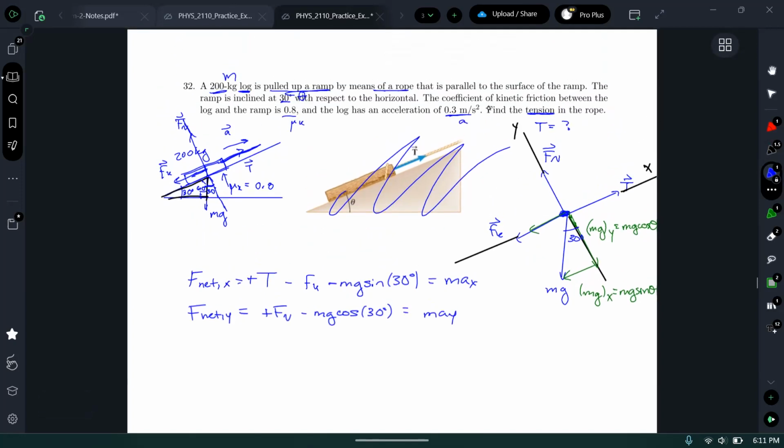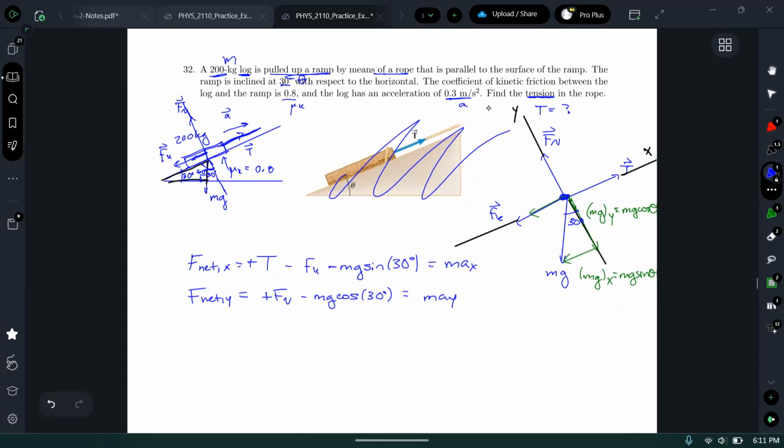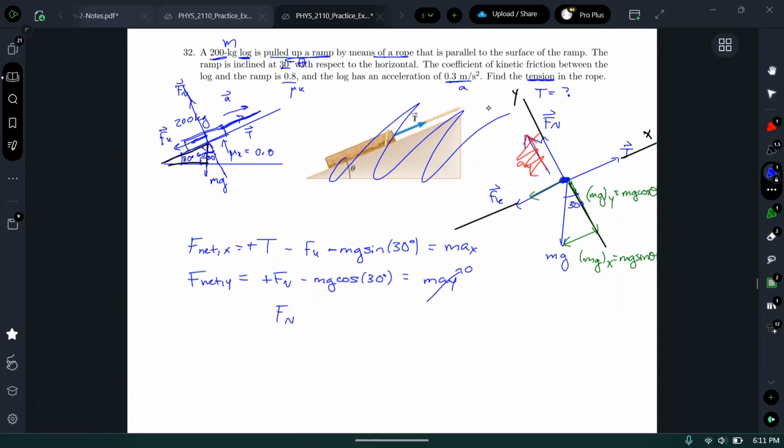Now I decide if the log is accelerating, and if so, in which directions. Looking at the picture, if it's sliding up the ramp, meaning along it, then it is not accelerating perpendicular to the ramp, meaning away from it. It has no y acceleration, a_y. It doesn't have that, and so this is 0. That tells me that in this problem, Fn minus mg cosine 30 is equal to 0, or Fn equals mg cosine 30.